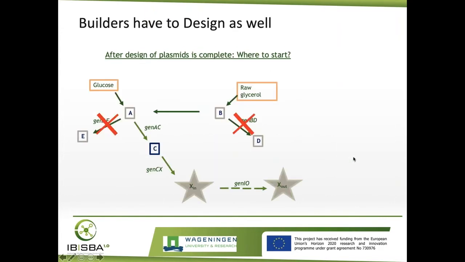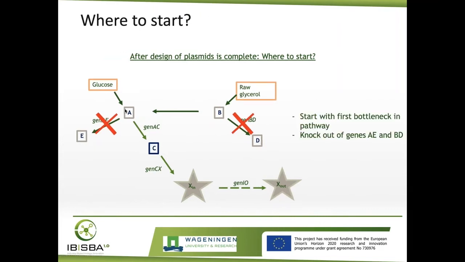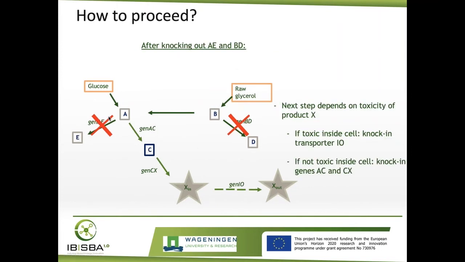In this particular case, where do we start? Well, usually it's good to start where the first bottleneck is, because if the first bottleneck cannot be overcome, then it does not make sense to do the other ones. Okay, so in this particular case, we want to eliminate genes A, D, and B, D, so doing the knockouts. We start by doing this, and once we do that, I'll come back to the second.